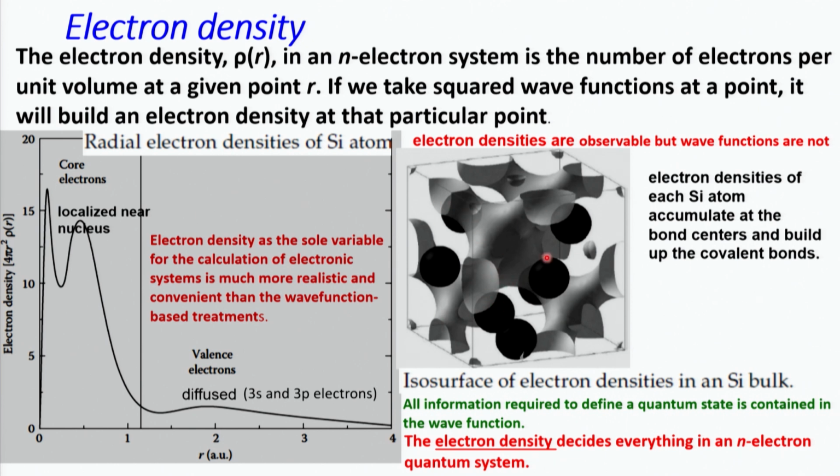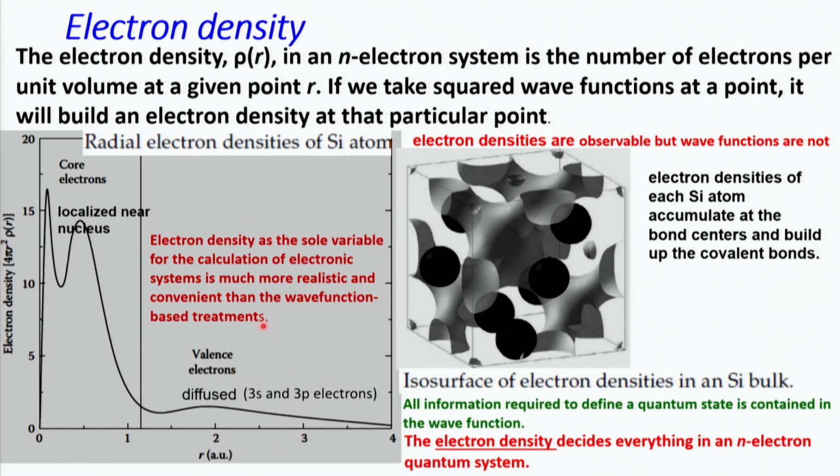So all this electron density we can also measure, as an isosurface of electron density in a bulk system. And also we can get the electron density as a function of distance from the nuclei, and we can get how many electrons are there in the core and how many in the valence. This is the electron density of silicon. You can say that these are the core electrons and these are the valence electrons, and valence electrons are not localized, they are diffuse. The valence electrons for silicon are 3s and 3p electrons, which are diffuse.